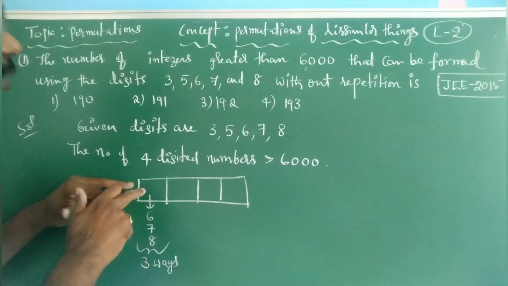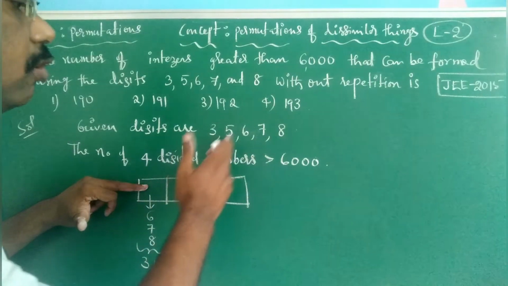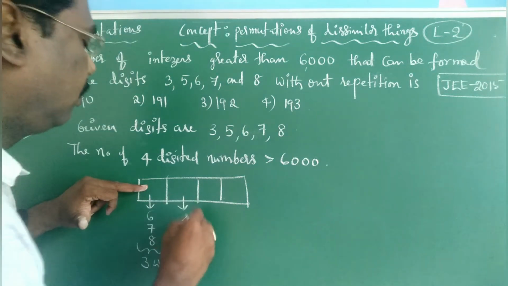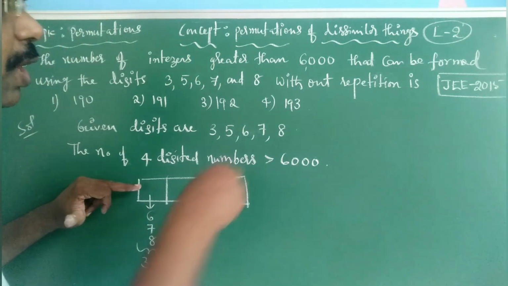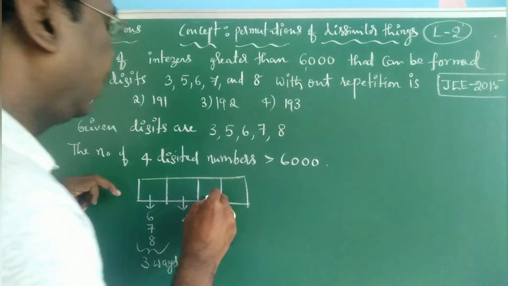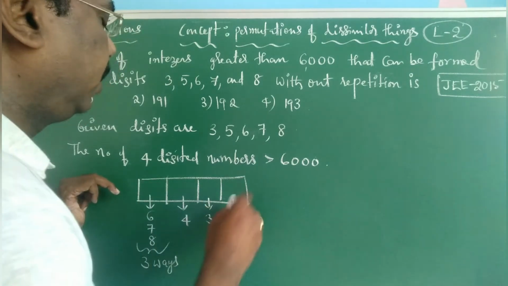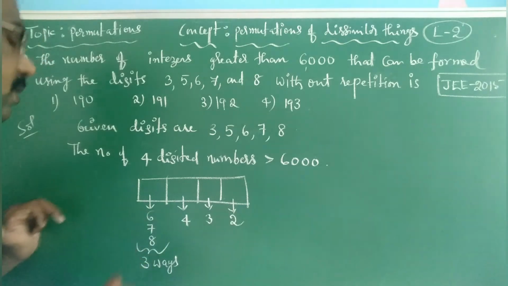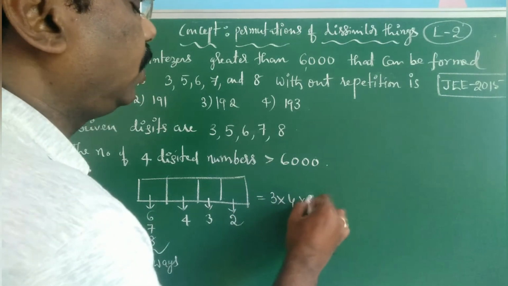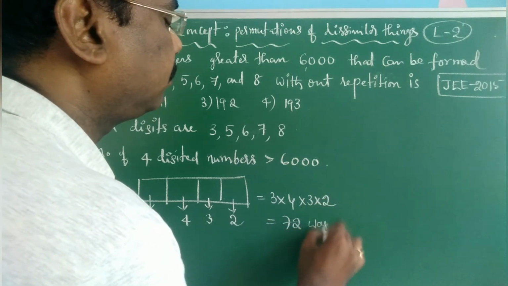Suppose the first place is filled with 6, then the remaining 4 digits are there. Now the next place can be filled in 4 ways. Without repetition means repetition is not allowed. The third place can be filled in 3 ways. The next place can be filled in 2 ways. Now 3 into 4 into 3 into 2 is equal to 72 ways.